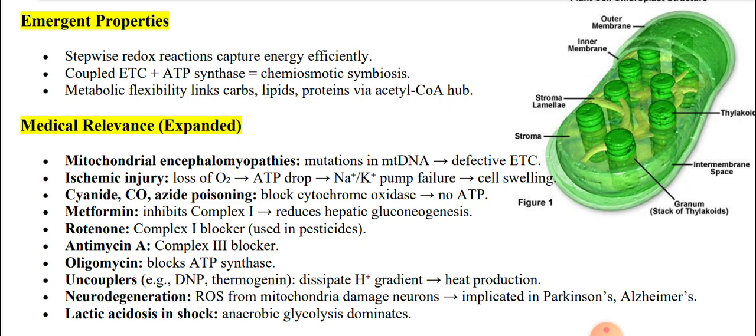We really stand on the shoulders of giants here. Krebs mapping the cycle, Mitchell figuring out chemiosmosis.